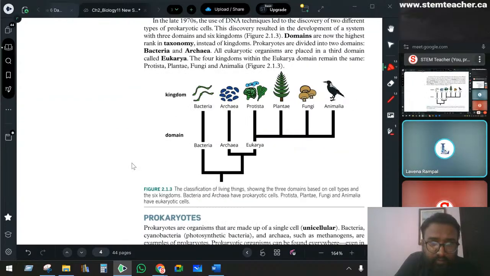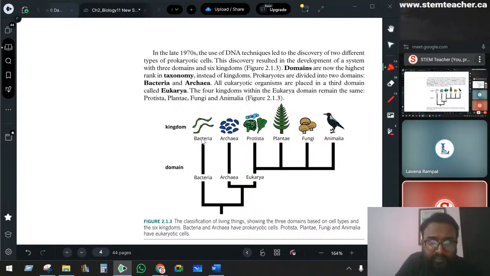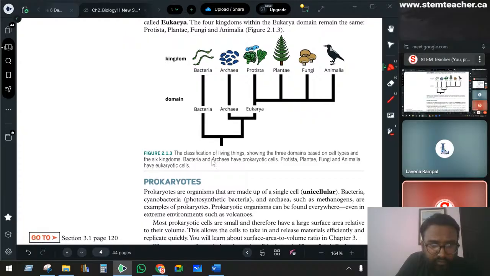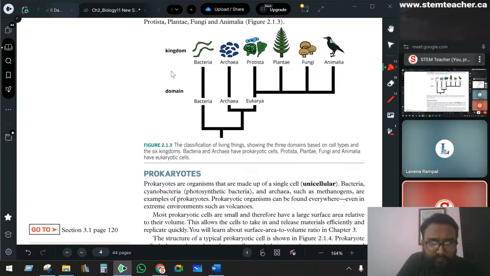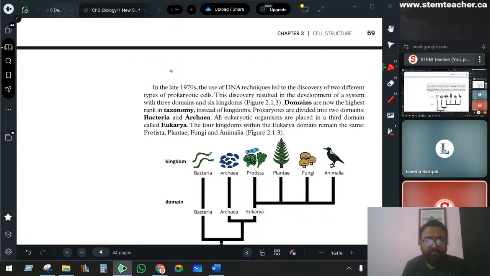Now, so it is kingdom. It is the bacteria, archaea, protista, plantae, fungi, animalia. Okay, so they are the basics. Some definitions are here. We don't need to go so in depth. We have to understand what kind of thing it is. So in the 1970s, the use of DNA technology led to the discovery of two different types of prokaryotic cells. The discovery resulted in a system with three domains and six kingdoms.